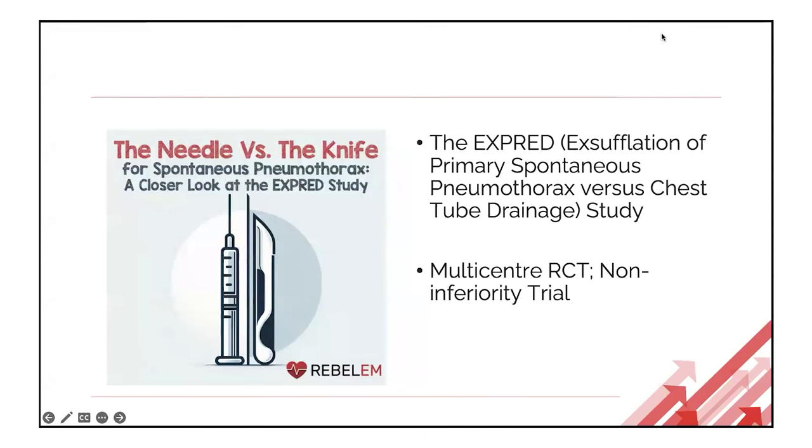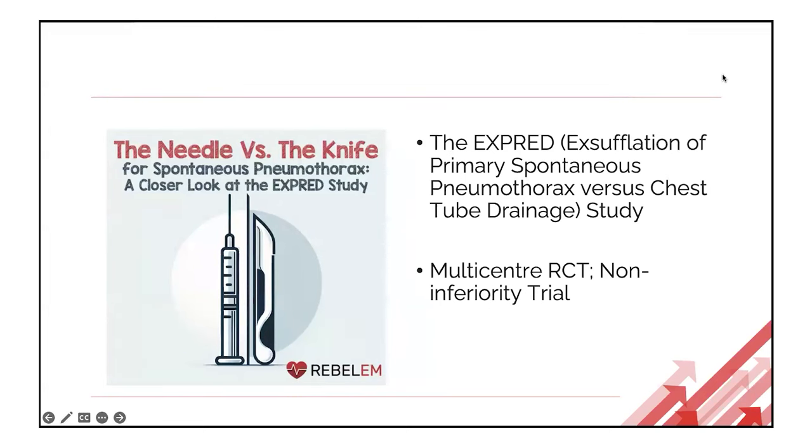Like we said earlier, that means that you're comparing two techniques of management. In this case, they were comparing simple needle aspiration versus chest tube drainage. And the question they were asking is, is doing the simple aspiration worse than doing chest tube? Is it significantly worse than doing a chest tube in managing patients with spontaneous pneumos?